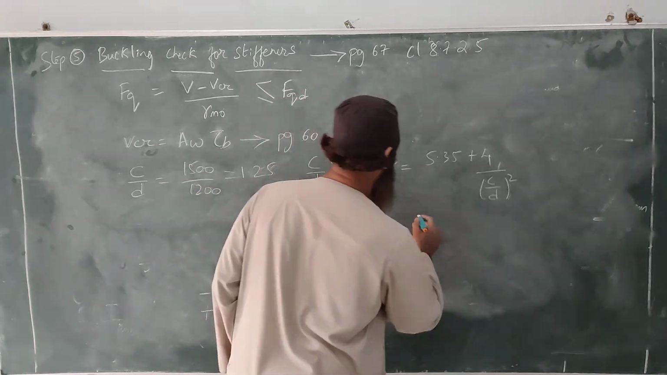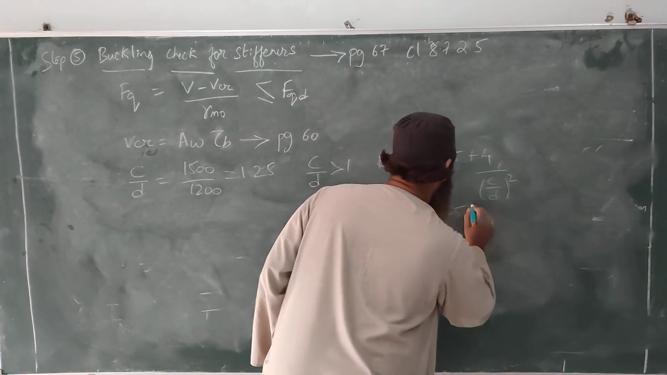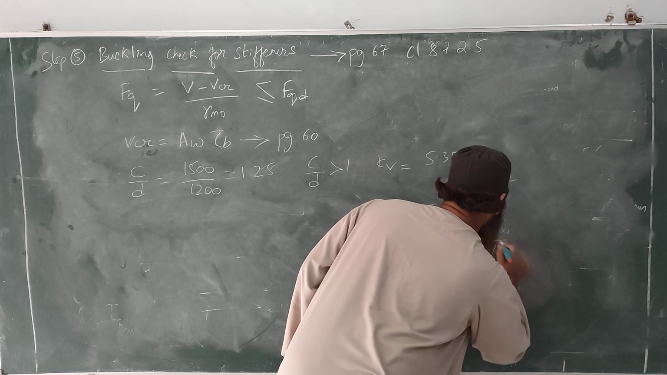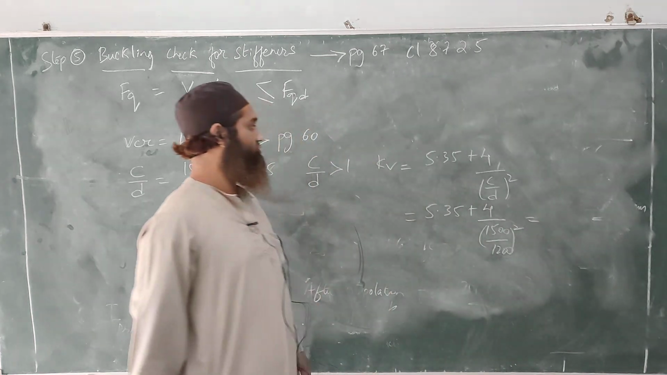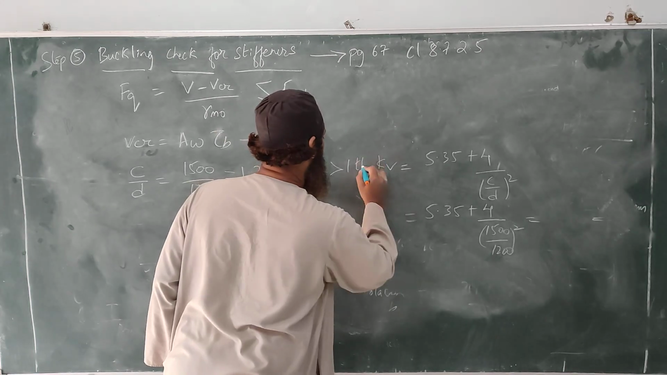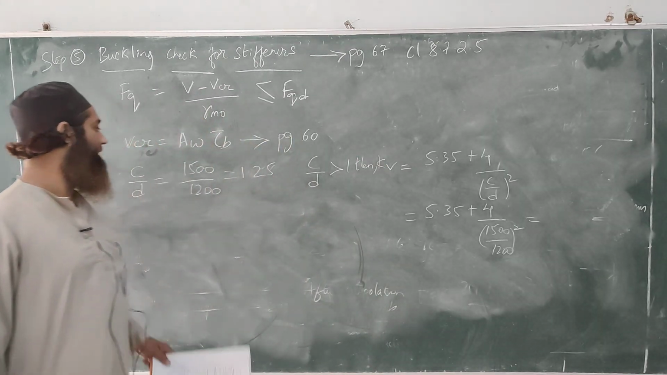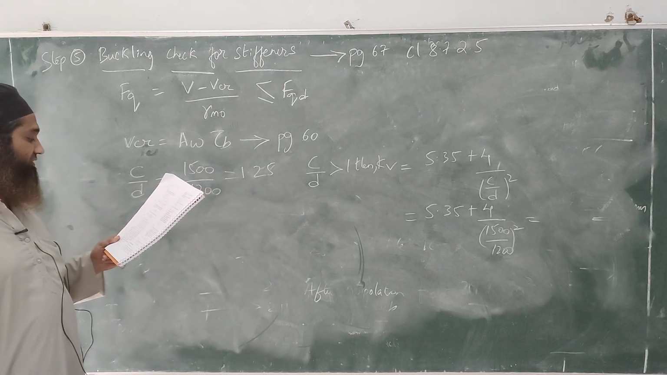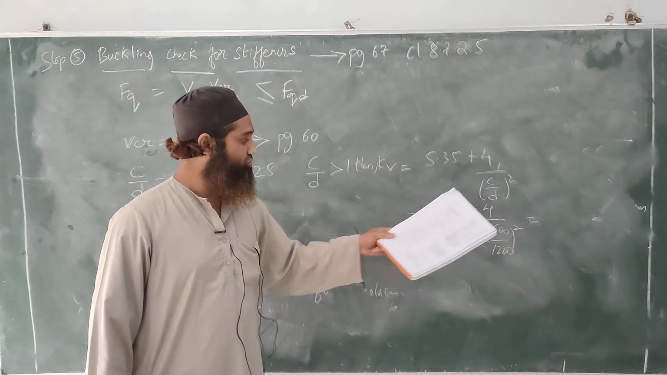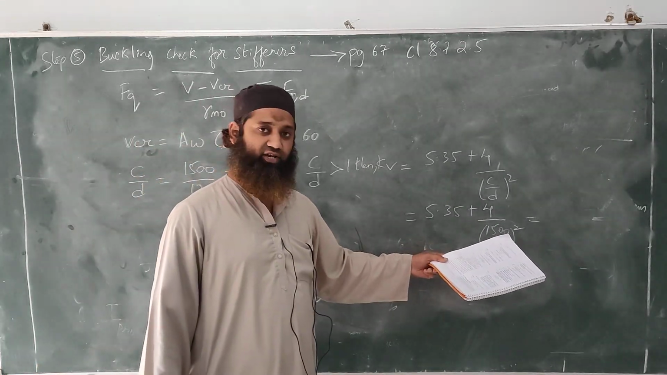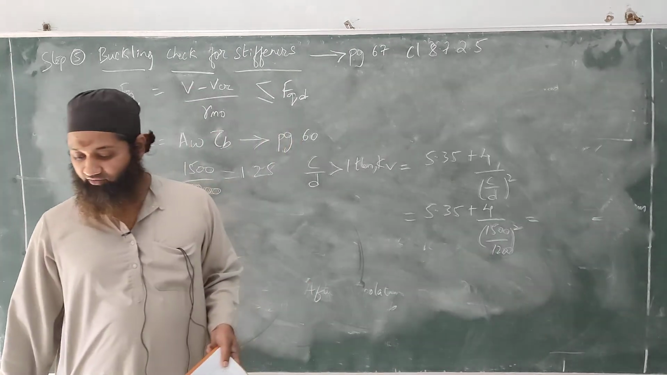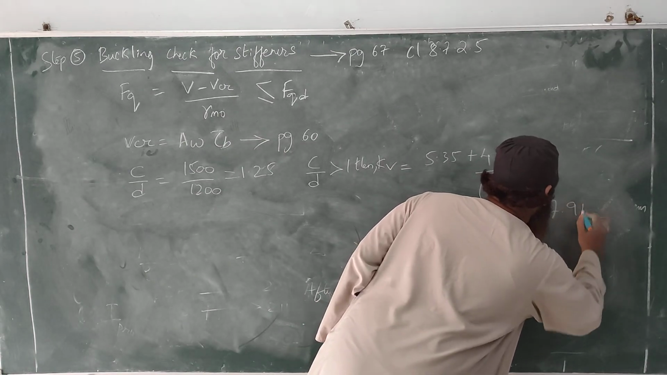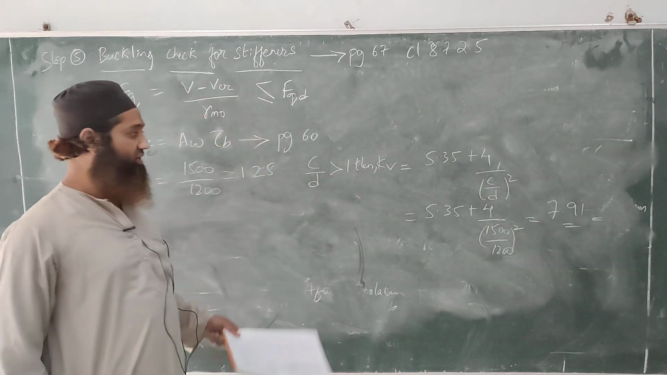I'll just substitute these values here. 5.35 plus 4 by (C by D), C is 1500 and D is 1200, whole square. So if C by D value is greater than 1, the clause says kV is 5.35 plus 4 by (C by D) whole square. The value after calculation I have got as 7.91. So kV value I have got as 7.91.